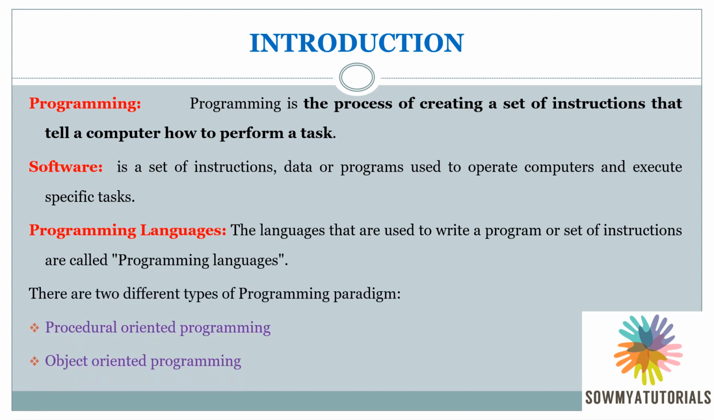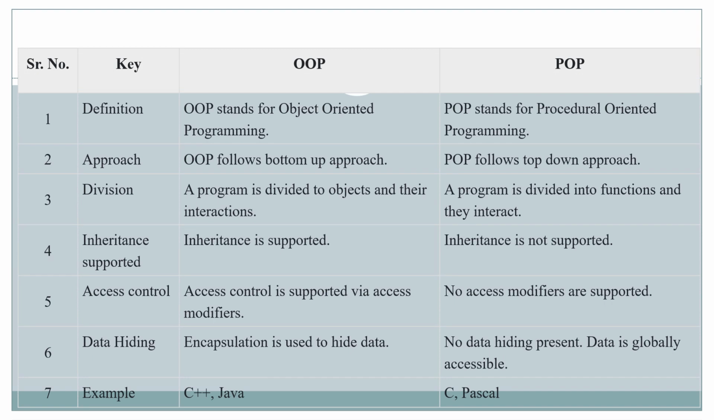There are two different types of programming paradigm. One is procedural oriented programming. The other is object oriented programming. Then, what is procedural oriented programming and object oriented programming? Here are some of the differences between procedural oriented programming and object oriented programming.